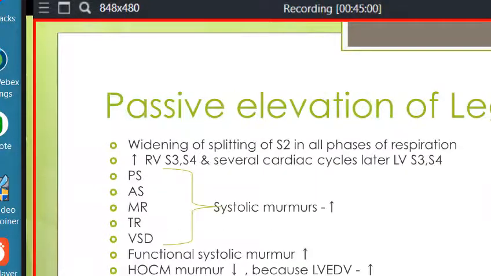So what happens to the heart sounds and murmurs during passive elevation of legs? Because there's an increased venous return, there's a widening or splitting of the second heart sound in all phases of respiration.